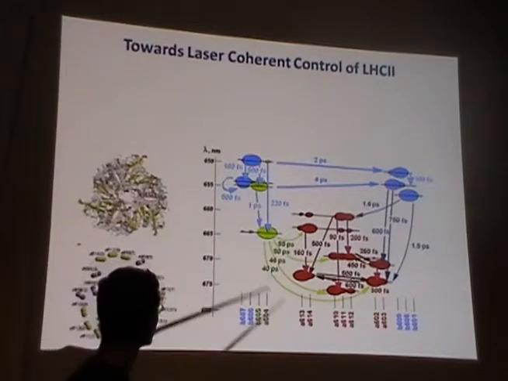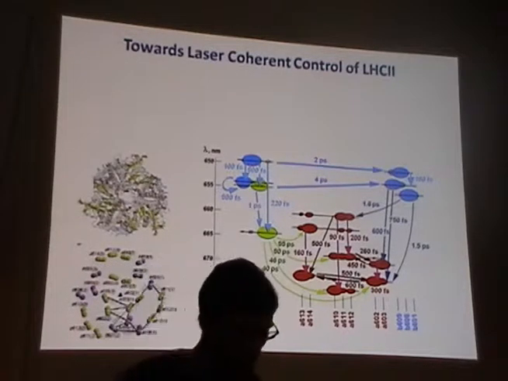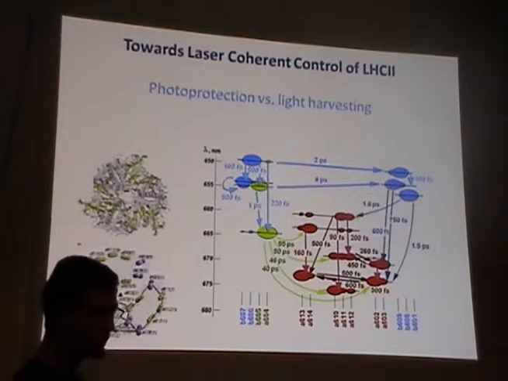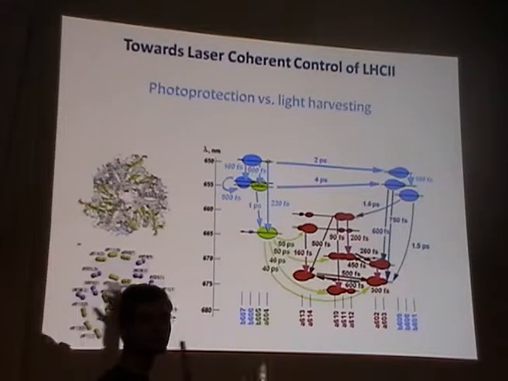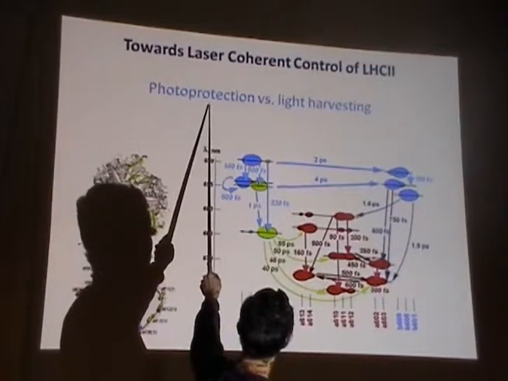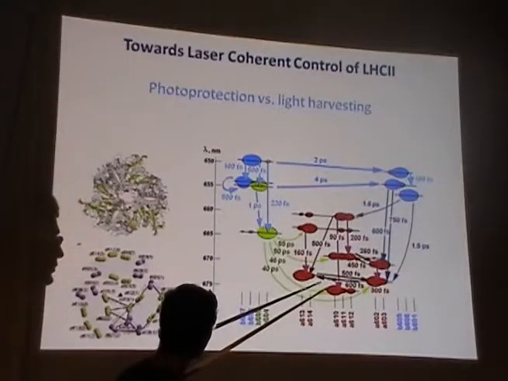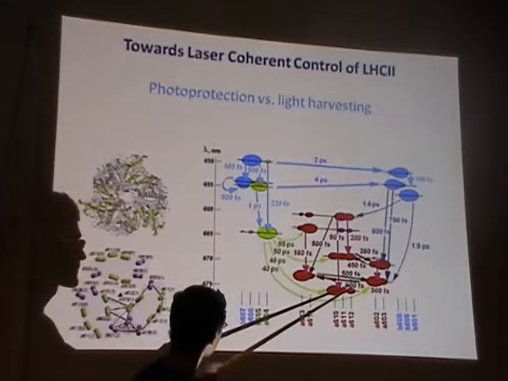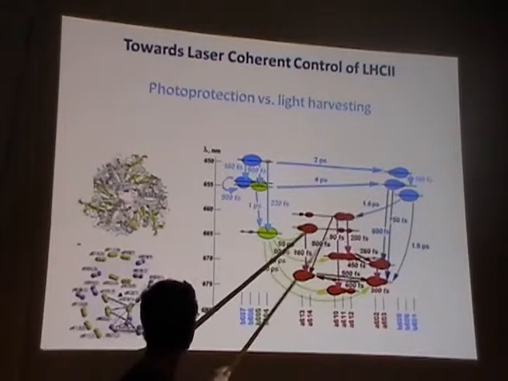This is something that I would like to look into for LHCII. So this technique has yet to be applied on LHCII, the major light harvesting complex of plants. So considering again the crystal structure, the different dipole moments, and the energy transfer dynamics in the system, is it then possible to manipulate light harvesting so you have different decay channels that correspond to photoprotection?